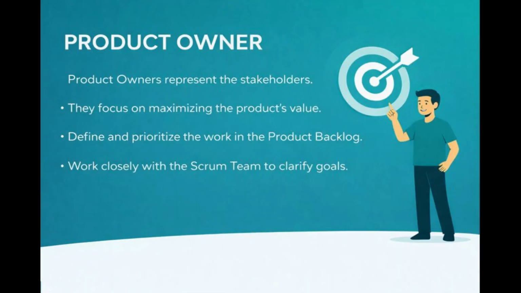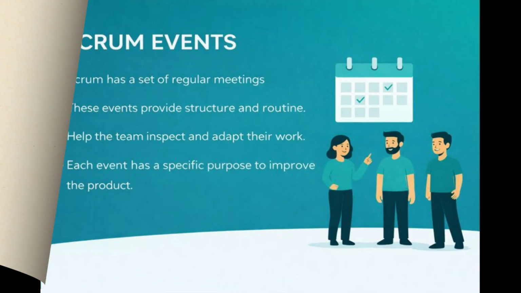Product Owner. The product owner represents stakeholders and customers. They define the product vision, prioritize work to maximize value, and manage the product backlog. Their key responsibility is ensuring the team builds the right product at the right time.